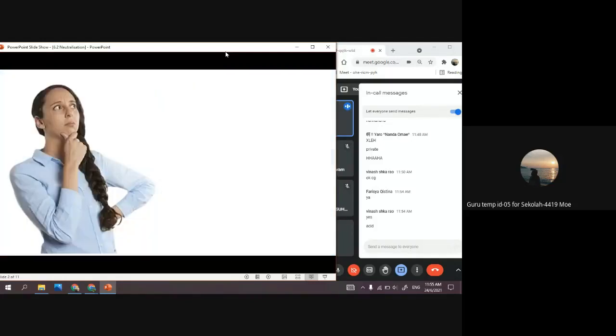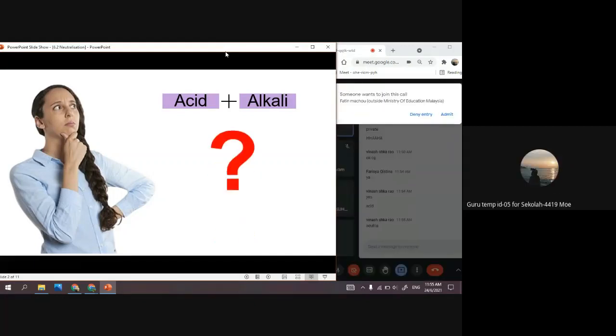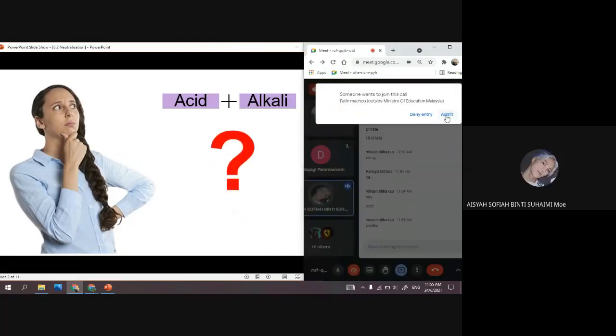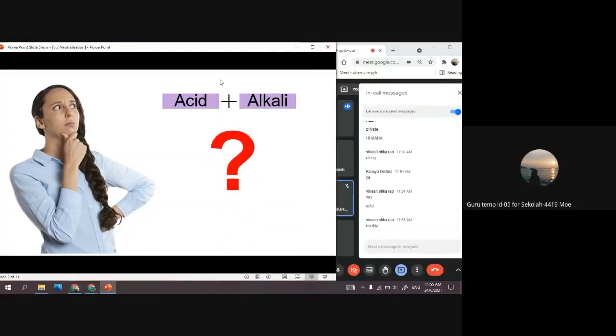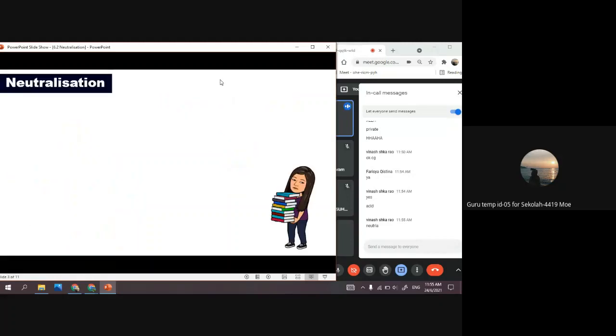So, have you ever wondered, if we add acid into alkali, what will happen? You get salt water. Okay, you must have studied this. You get neutral. Vinash said neutral, correct. Since the name of this subtopic is also neutralization, yes, the answer is neutralization.